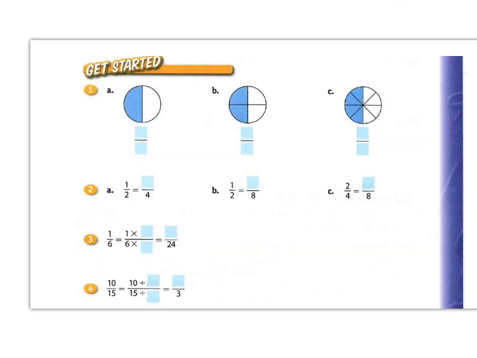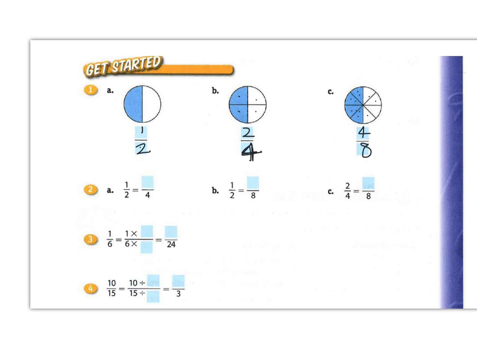All right, so let's get started. We can see we have 2 parts, and 1 out of the 2 parts is shaded, so that equals 1/2. Here is letter B: 1, 2, 3, 4 parts, so if parts go on the bottom, then 2 out of the 4 are shaded in. And then over here, we have 1, 2, 3, 4, 5, 6, 7, 8 total parts, and 1, 2, 3, 4 are shaded in.